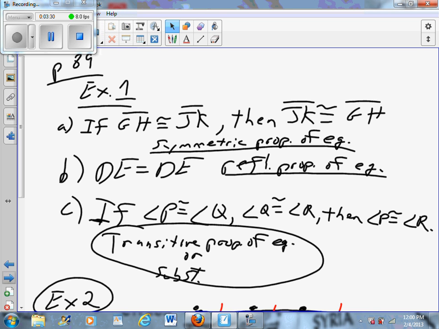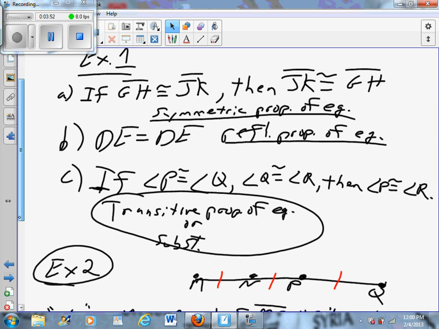And if angle P is congruent to angle Q, Q is congruent to R, what justification can I say that angle Q is congruent to angle R? Or we could also say substitution. You'll find that a lot of times you can use either one of those as reasons for certain statements that you may make. All right?